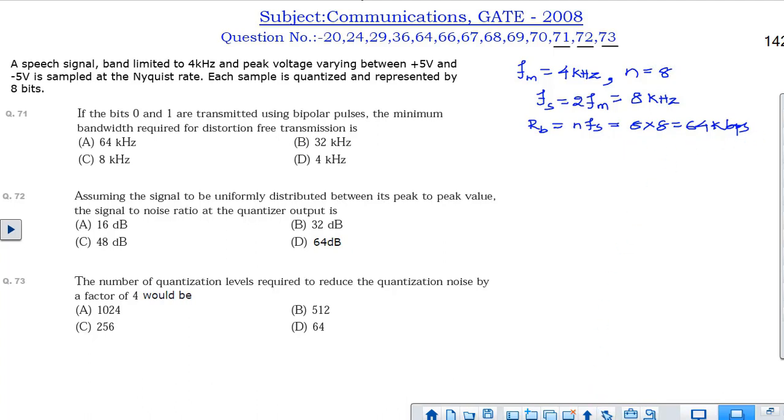64 kbps is the bit rate, and the bandwidth is nothing but half of the bit rate. So bandwidth is equal to 32 kHz, and that is what is asked in the question. Or we can say the bandwidth is equal to simply N FM. N is the number of bits per quantization level, FM is the band limited frequency, that is 4 kHz. So 32 kHz is matching with option B. So question number 71, option B is the correct answer.